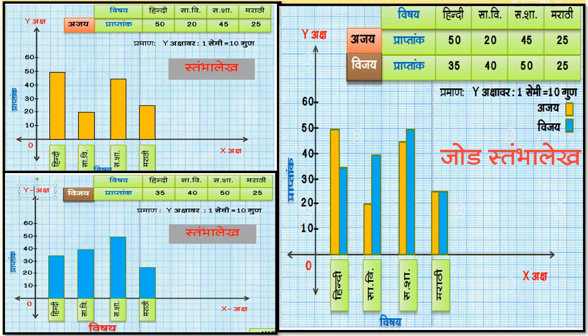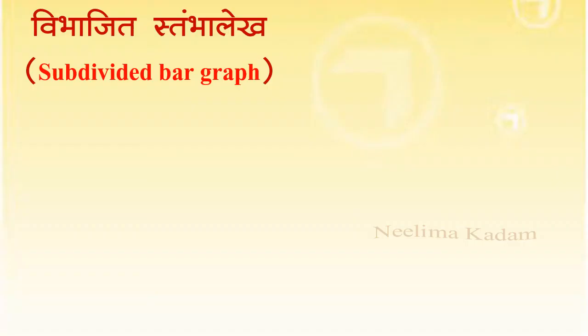So in this way, with the help of this joint bar graph, we can easily compare whatever information is given, that is the data, right? See here in Marathi, both of them have got the same marks, right? So in this way, a joint bar graph helps us to compare the data. This year, we are going to learn about subdivided bar graph.